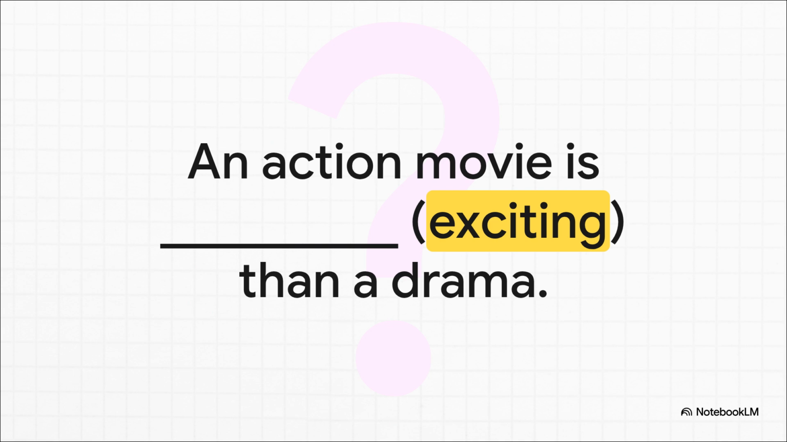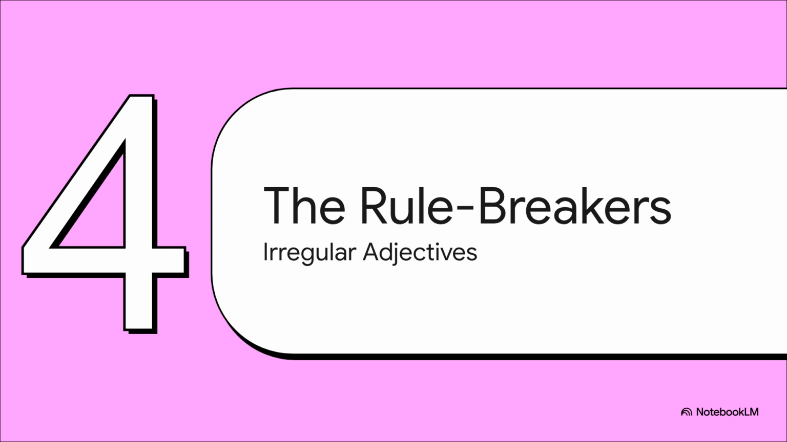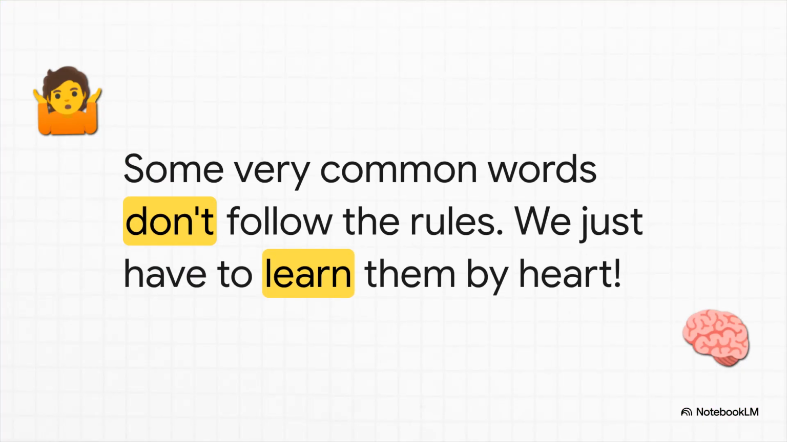Yes, you got it. Now, just like in any language, there are always a few rebels, a few words that just refuse to follow the rules. But don't you worry, because the ones you'll use the most are actually really easy to remember. We call these irregular adjectives. And there's no secret trick to them. They just have their own special forms for comparing. But the good news is, you've probably been using them correctly your whole life without even thinking twice about it.